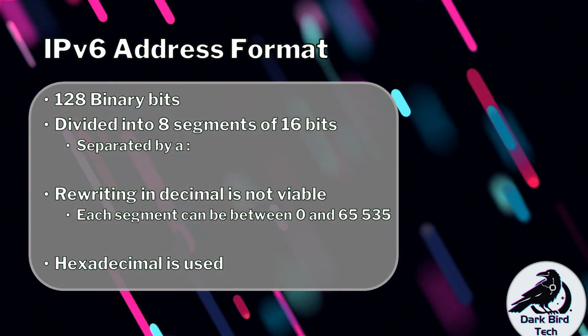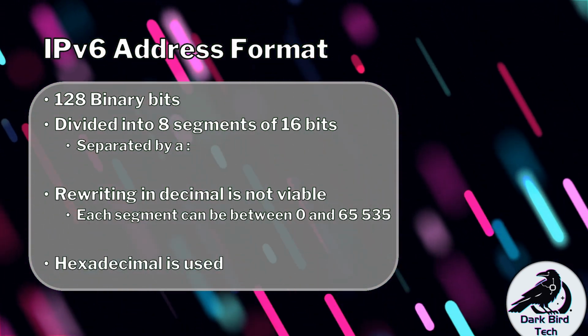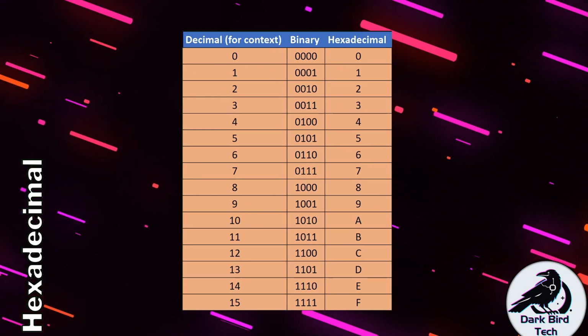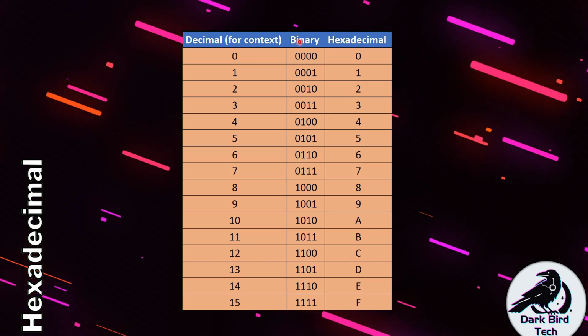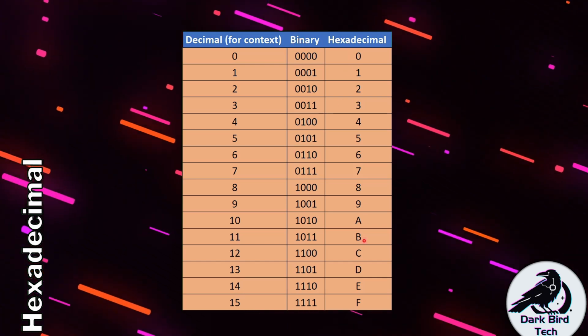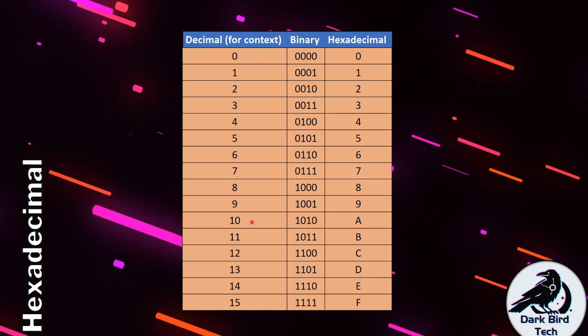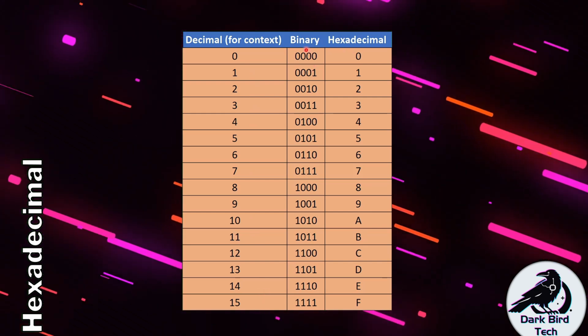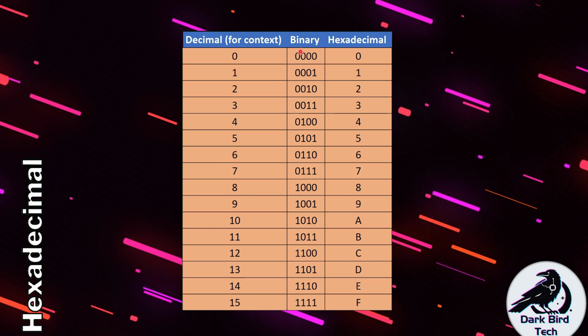It's a much more friendly numbering system. So borrowing the table from the network numbering system video, let's have a look at this. The main part is the binary and the hexadecimal column. I've just included the decimal column for context. Every hexadecimal value is 4 binary bits.